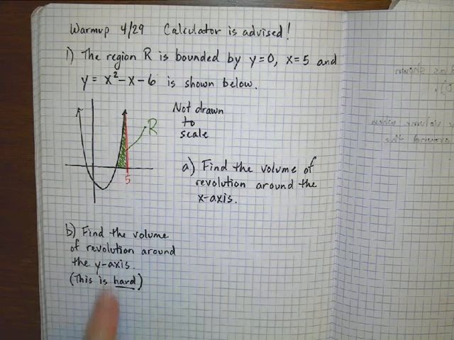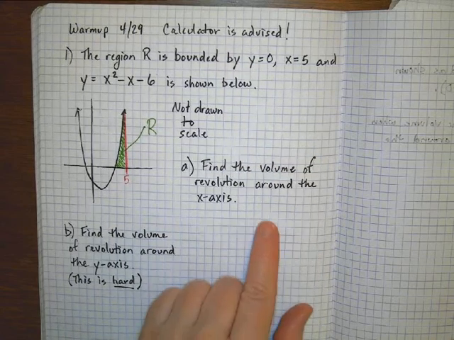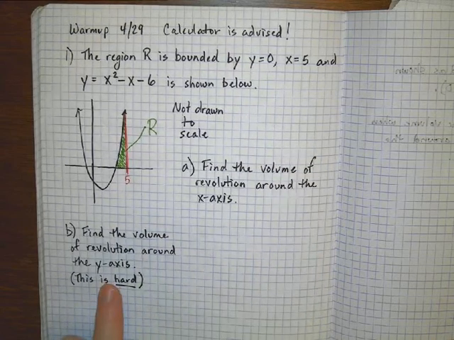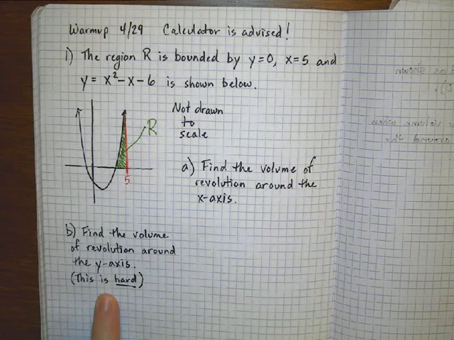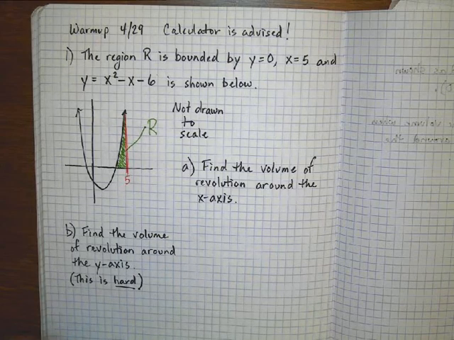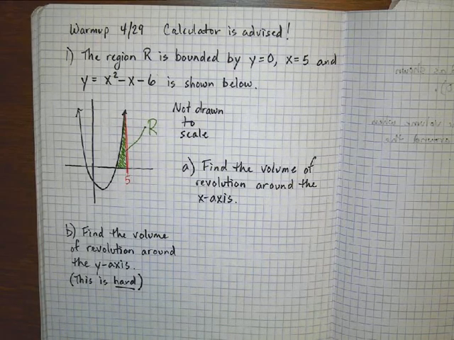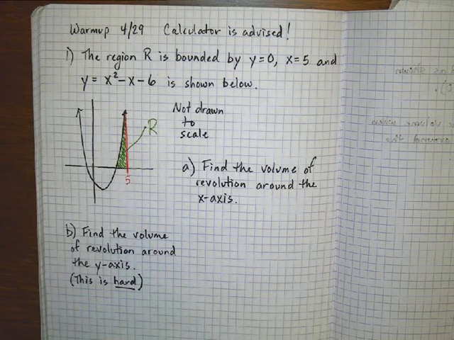Okay, but do use your calculator, right? Don't make your life a living hell. Okay, Part B. This is going to make your life a living hell. Find the volume of revolution around the y-axis. Good luck. I actually figured out 2 different ways of doing it, so I'm sure you can figure it out. You know everything you need to know to solve this problem.